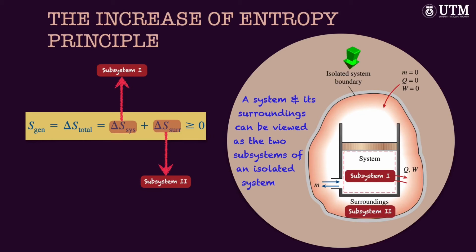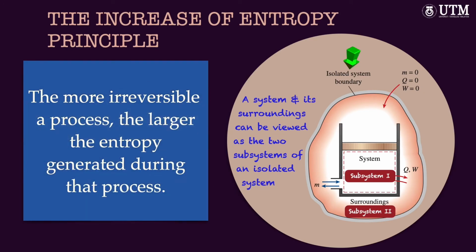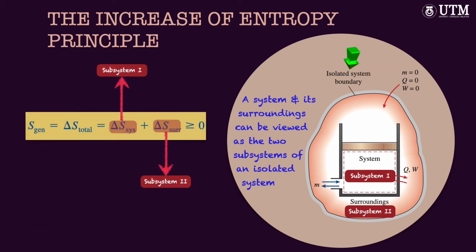Since no actual process is indeed reversible, we can conclude that some entropy is generated during a process. Therefore, the universe entropy, which can be considered an isolated system, is continuously increasing. The more irreversible a process, the larger the entropy generated during that process. No entropy is generated during reversible processes.